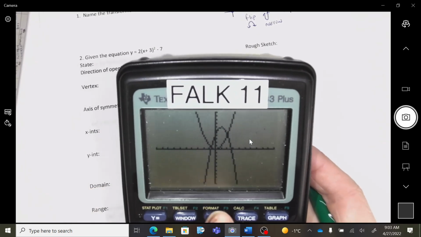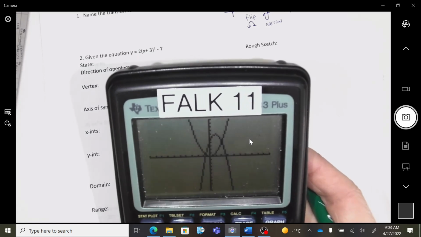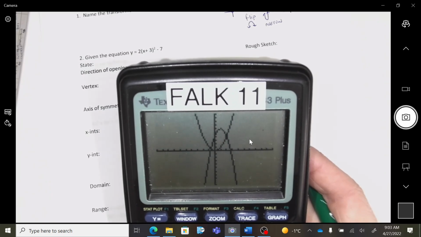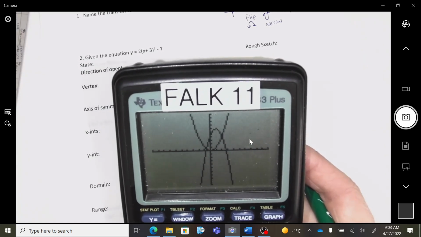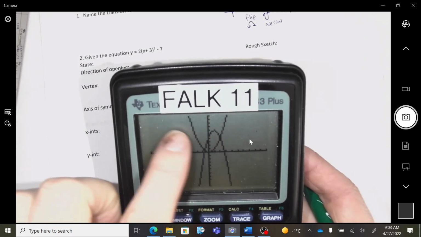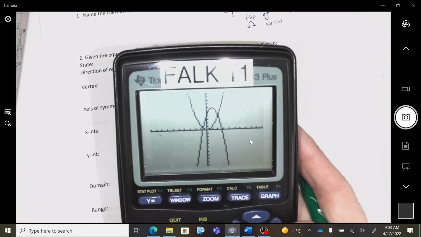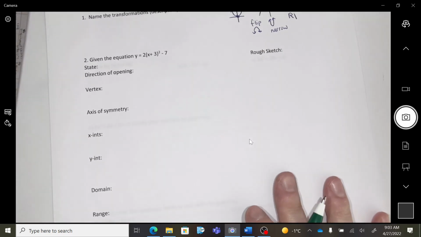So where did the vertex move? Right 1, up 6. I can see it. And this would be up to your discretion. Can you see that it is a little bit more narrow than that one? Okay, so that's what we first learned.